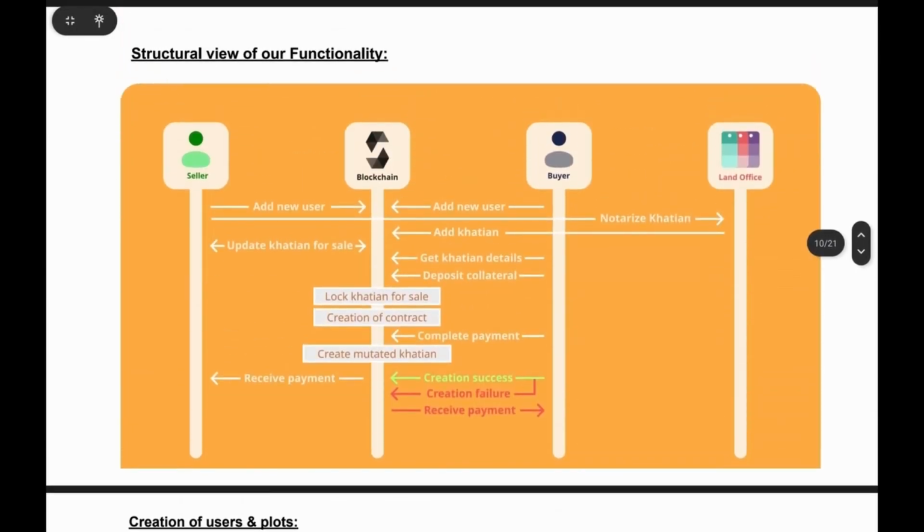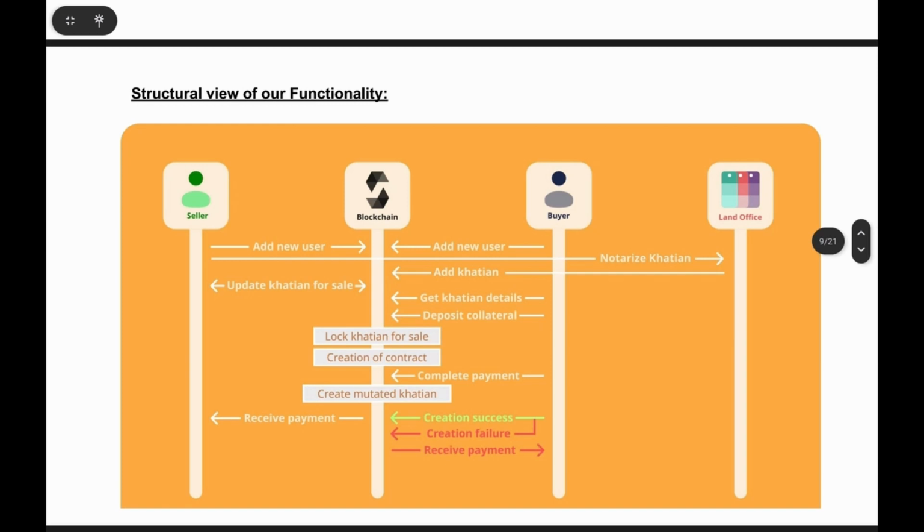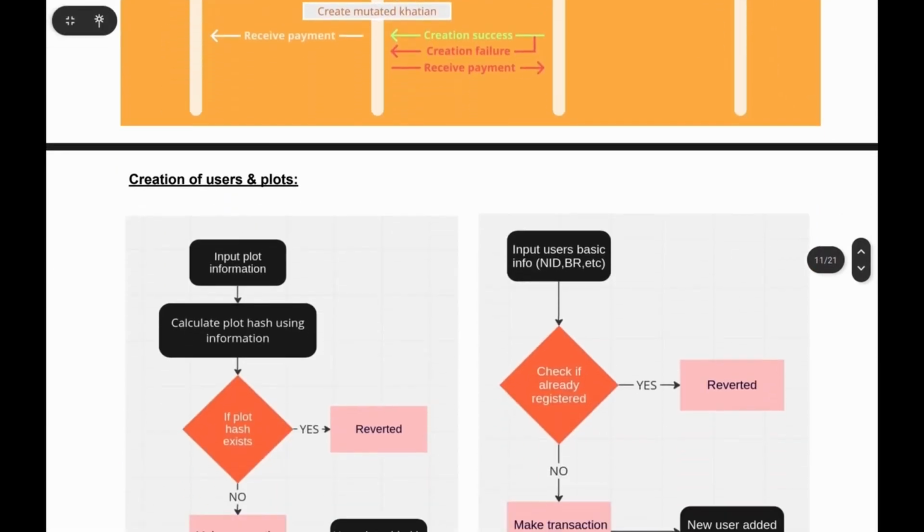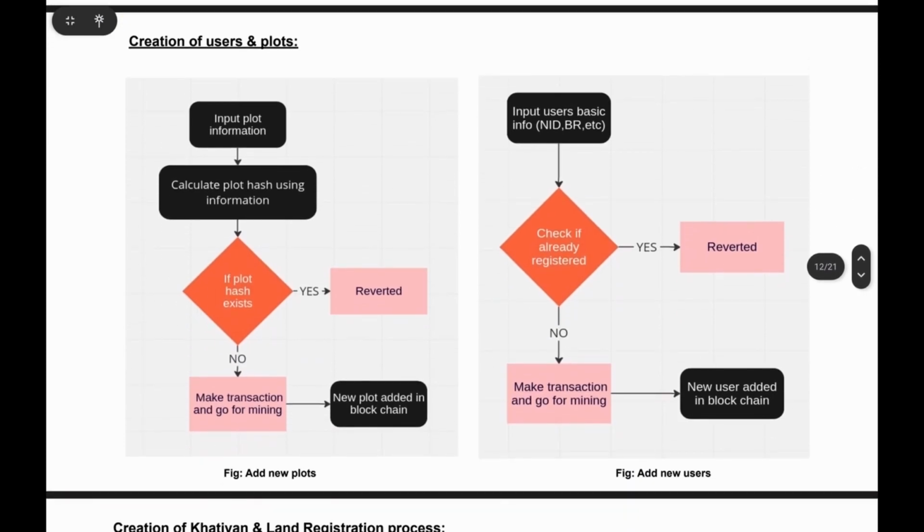If we talk about the architecture, the seller will add a new user in the blockchain, and the buyer will do the same. The seller will update the Khotian for sale, which will be notarized in the land office, and the buyer will get the Khotian details and deposit the collateral. Then a contract will be created and the buyer will complete the payment as mentioned in the contract. If a mutated Khotian is created, the seller will receive the payment, otherwise the buyer will be refunded the payment. In this slide we can see the logic applied in our project.